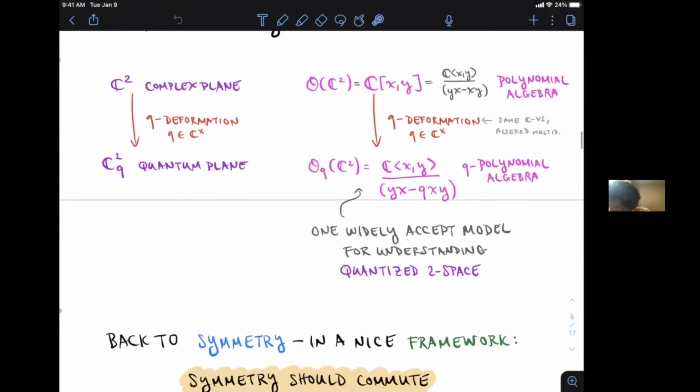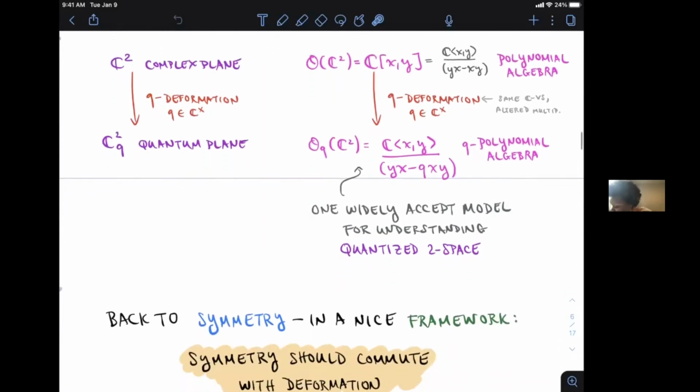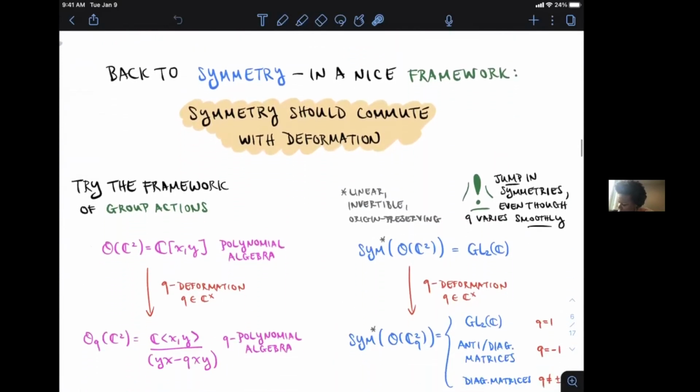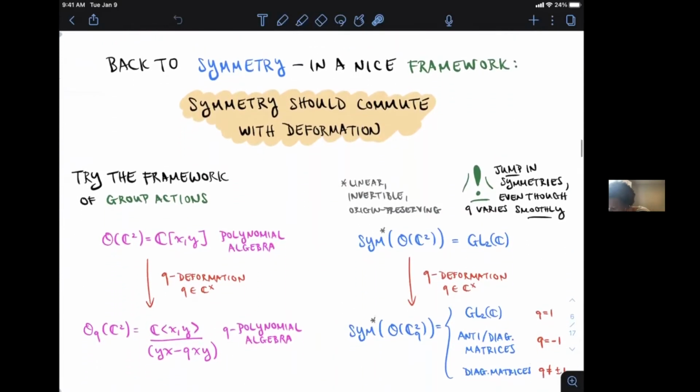Okay. So now back to symmetry. Now that we have our object, a coordinate algebra of it, let's study symmetries. In a nice framework, symmetries should commute with deformation. So if I take an object and deform it and then take symmetries, I should get the same result as taking symmetries and then deforming. But this tends to break down when we just stay within the framework of group actions. So let's see how this works.